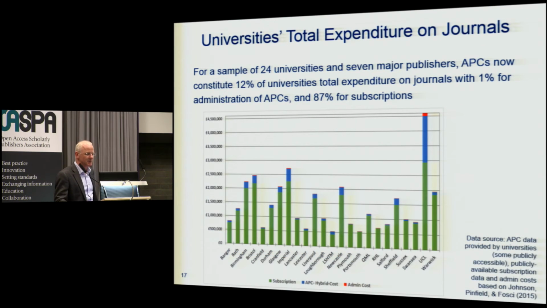This is what it looks like in terms of payments made by universities, subscriptions in green, APC payments in blue, and admin costs for APC payments in red. And you can see for at least some institutions now, APC payments are a considerable proportion of the overall total cost for journals that the institution is paying. And at the moment, those are additional costs because subscriptions are not declining. Whether there is an offsetting arrangement put in place in future is interesting, and I know the next speaker is going to be talking about that.